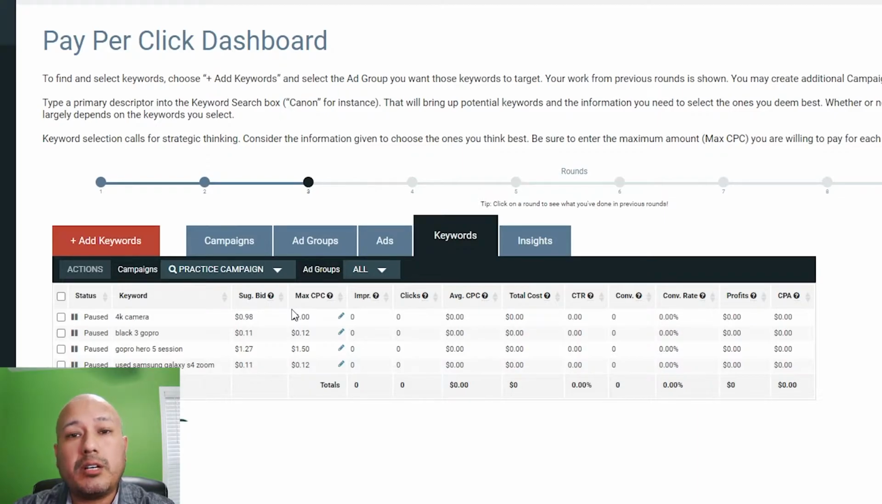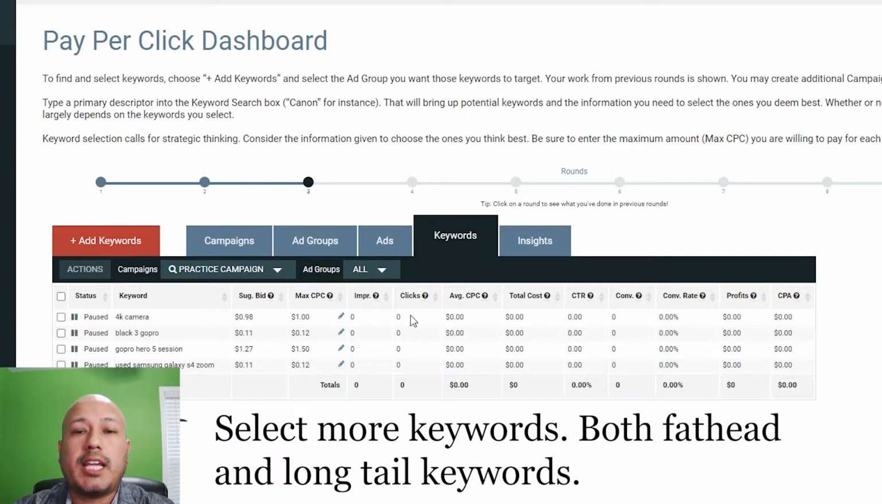And also when we talk about keywords, we talked about fathead keywords and long tail keywords, right? Fathead keywords will generally generate more impressions because those are broad keywords like Nikon cameras, Canon cameras, 4K camera that we see here. Those are all fathead keywords, and they will generate a lot of impressions because many people will be searching for those keywords.